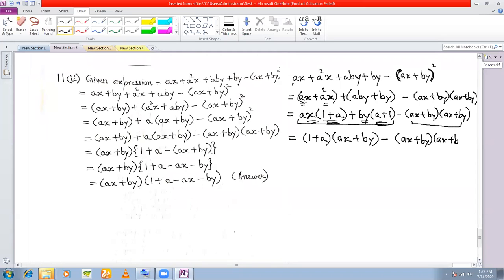Now are you getting anything common? Yes. Now you are getting this ax plus by and this ax plus by common, isn't it?